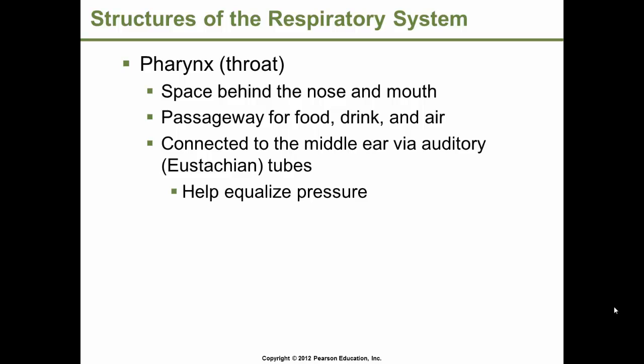The pharynx is the space located between the nose and the throat, and is a common passageway for food, drink, and air. It's connected to the middle ear via the eustachian tube, and recall that the eustachian tube helps to equalize pressure in the middle ear, such as when you're changing altitude in a plane.